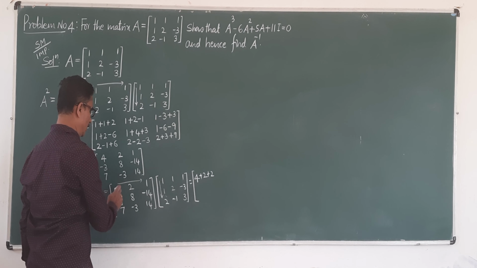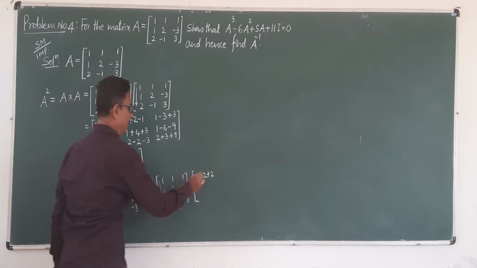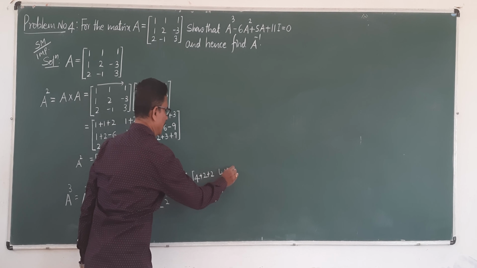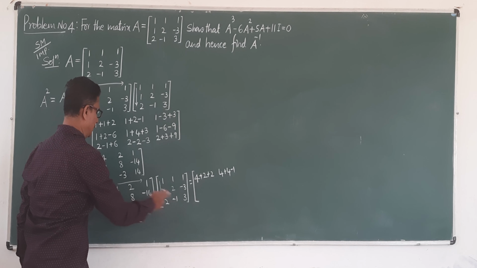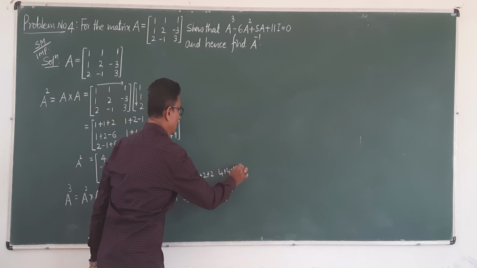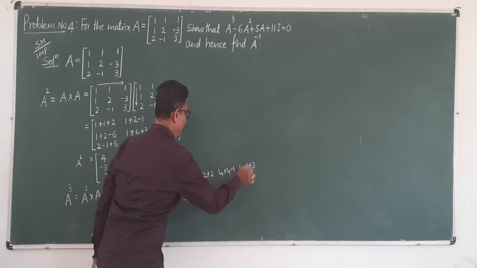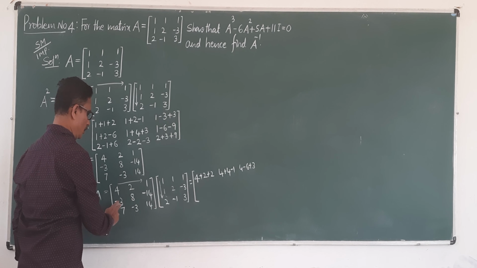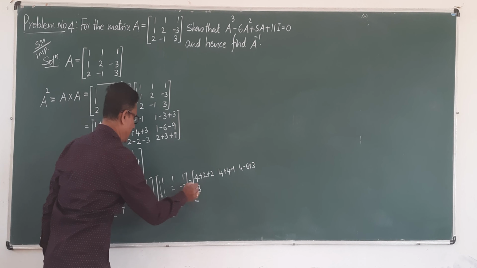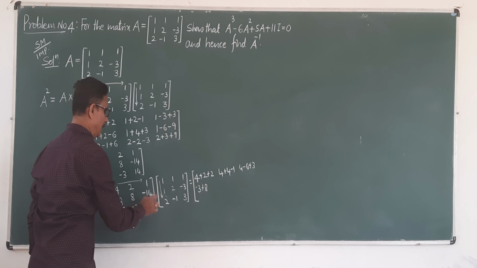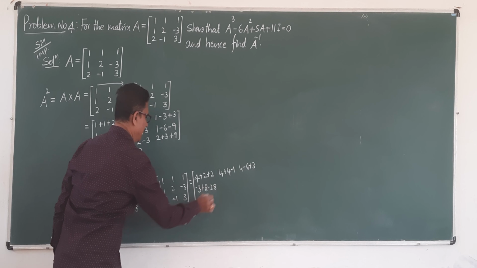First row by second column: 4 into 1 is 4, 2 into 2 is 2, 2 into 2 is 4, 1 into minus 1 is minus 1. First row by third column: 4 into 1 is 4, 2 into minus 3 is minus 6, 1 into 3 is plus 3. Take second row by first column: minus 3 into 1 is minus 3, then 8 into 1 is plus 8, then minus 14 into 2 is minus 28.